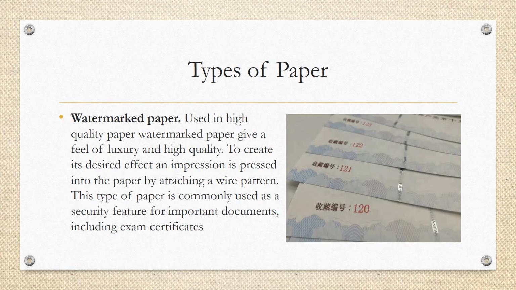And the last type of paper is watermark paper. Used in high-quality paper, watermark paper gives a feel of luxury and high quality. To create its desired effect, an impression is pressed into the paper by attaching a wire pattern. This type of paper is commonly used as a security feature for important documents including exam certificates.